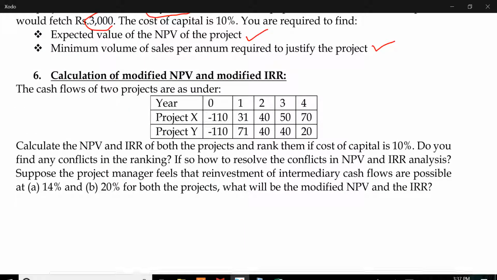Let's go through question number 6. Major chunk of it I'll tell you to copy, some part I'll tell you to calculate. Go through question 6.